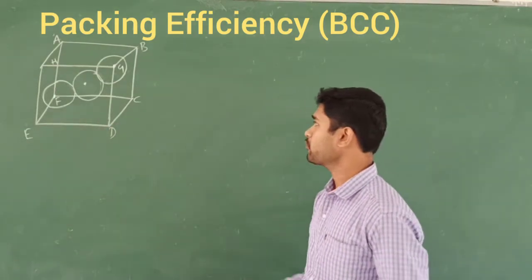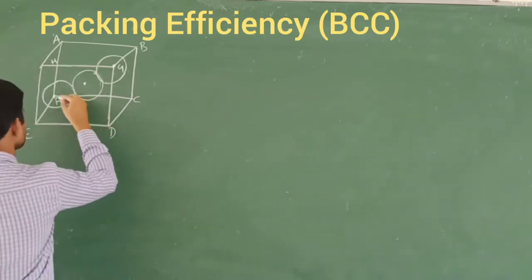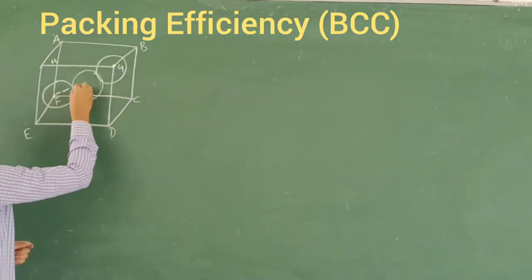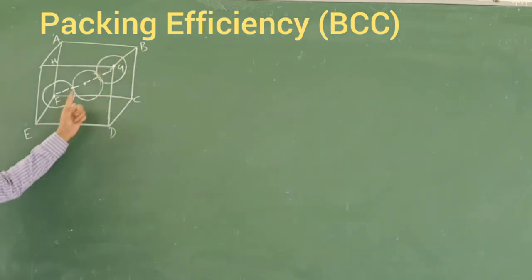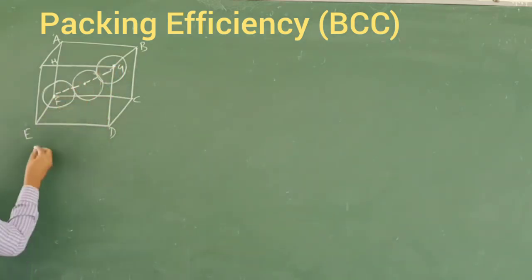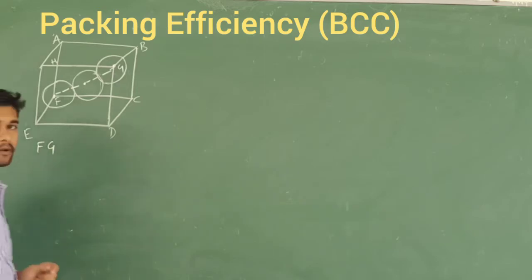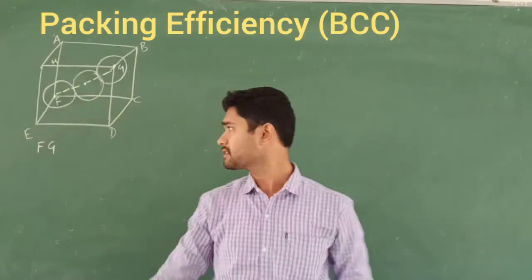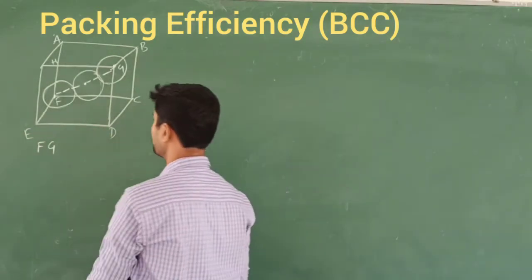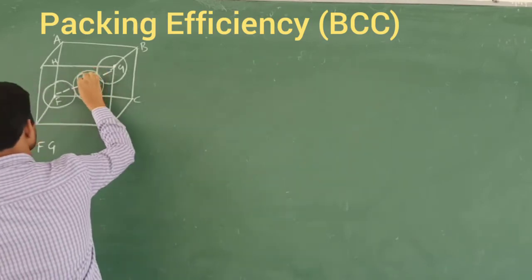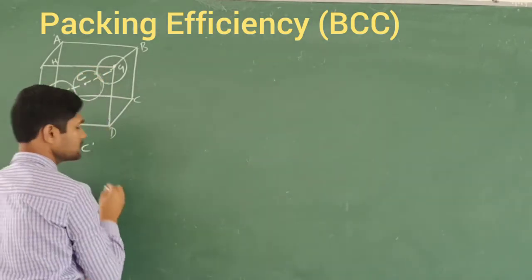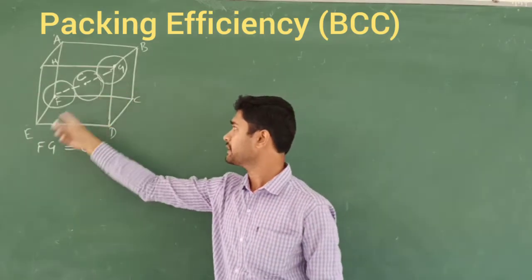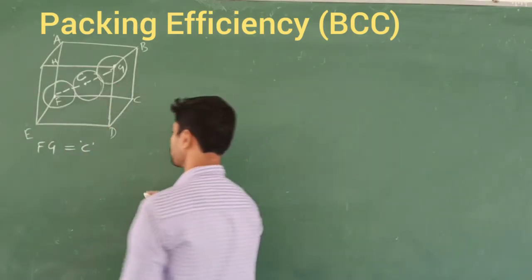So here I am going to join these lines. Because of this, I am going to consider this diagonal, which should be called the body diagonal. This FG is nothing but the body diagonal. I am going to name this FG as C. This FG is equal to C, because C is the body diagonal.